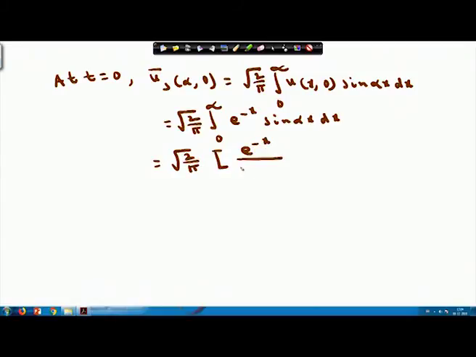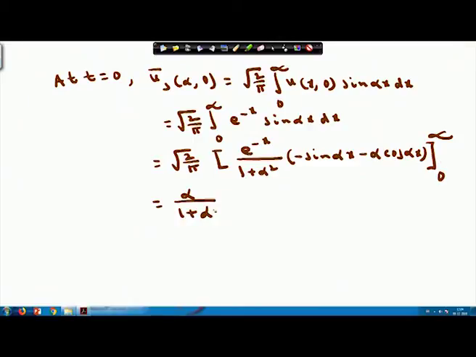I am writing the result directly: 1 plus alpha square into minus sine of alpha x minus alpha cos of alpha x, ranges from 0 to infinity. The value of x lies from 0 to infinity. If I evaluate this integral, I will obtain alpha plus 1 by alpha square into root over 2 by pi. So, once I am obtaining this, you can write down your a as root over 2 by pi alpha by alpha square plus 1.